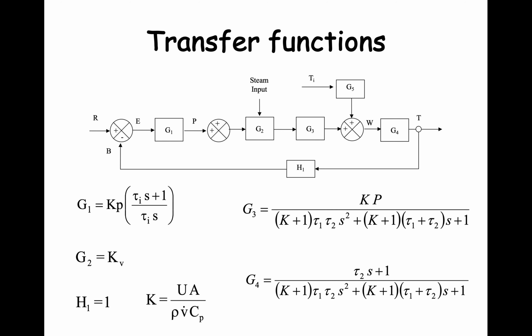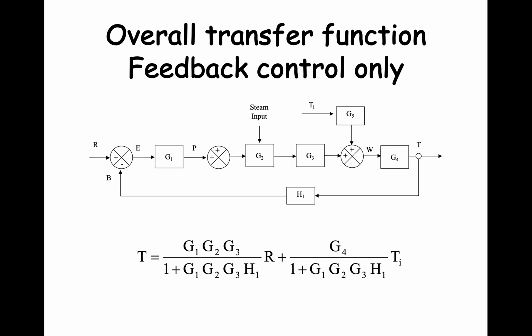We are using a simple gain value Kv for the transfer function for the steam flow valve. We get this assuming that the valve response is linear and the valve time constant is very small relative to the process. We will assume that the gain for the feedback transfer function H1 is 1. G3 describes the water side heat exchange and G4 describes the steam side heat exchange. Their development is in the course packet.